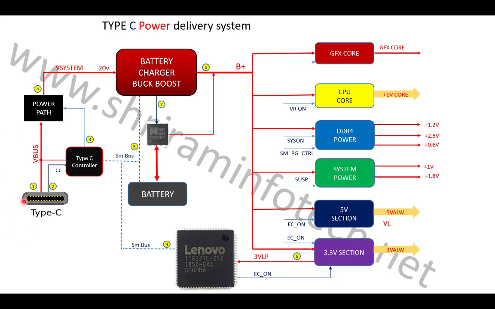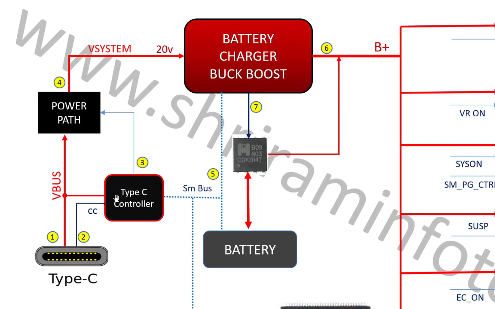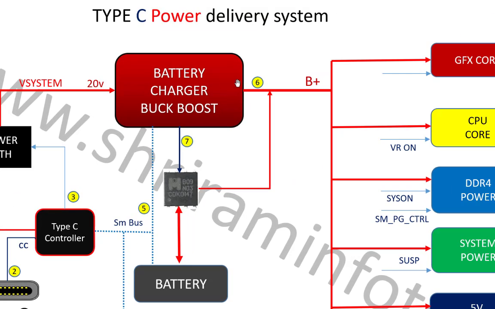This is my Type C jack, where I'm going to connect the adapter. Then here is the Type C controller chip, which manages and controls the Type C data as well as the power delivery. Then these are the power path, which has two MOSFETs, and then this is a buck boost converter and the battery charging section, where buck converter means it decreases the voltage and boost converter means it increases the voltage.